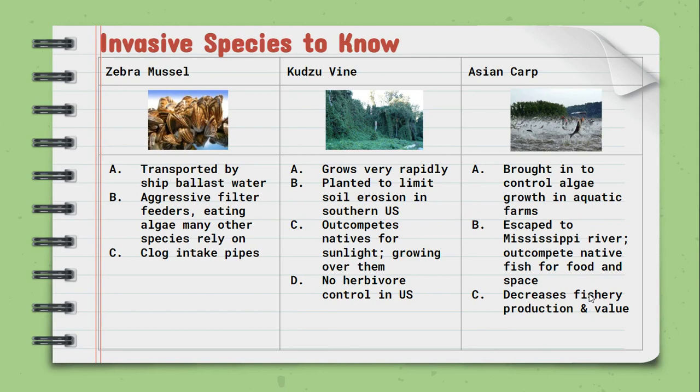This species was brought into the United States around the 1970s or so to help control algal growth due to wastewater treatment. The Asian carp managed to escape their confinement during this time, and they wound up in the Mississippi River watershed. As a result, they've now begun to outcompete native species for food and space, and we have seen a decline in fishery production and value in this area of the United States due to the Asian carp.